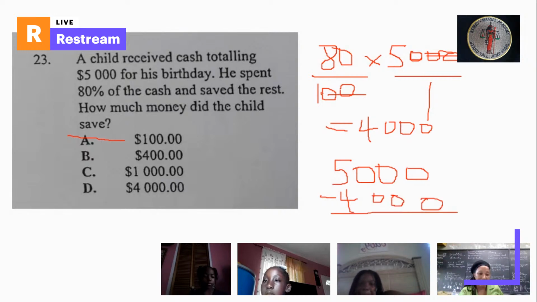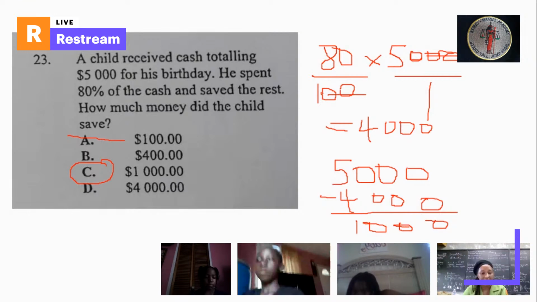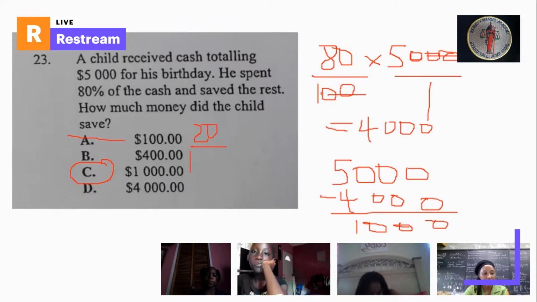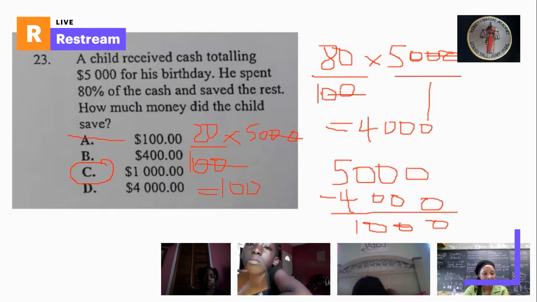This is one way of doing it. Find 80% of the 5,000, which is what he spent, and then subtract that from the total money. So 1,000 is the answer. But we could say, since he spent 80%, then he saved 20%, because 80 out of 100 leaves 20. So we could just go straight and find 20% of the 5,000, and that would give us 1,000 immediately, right? So that's another way to work it.